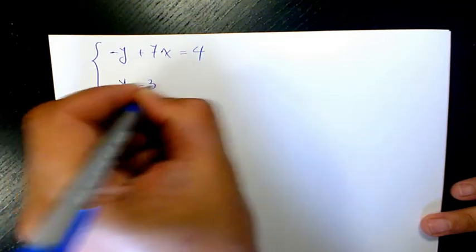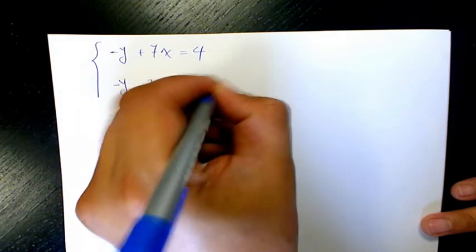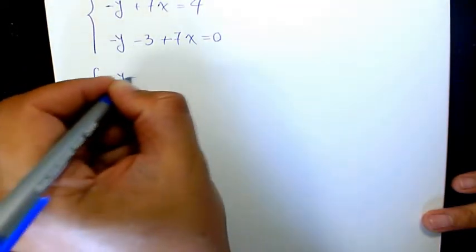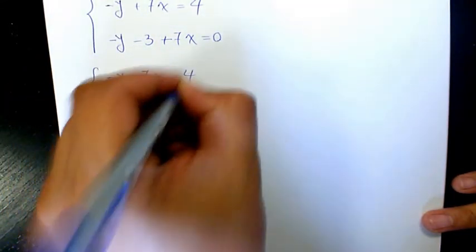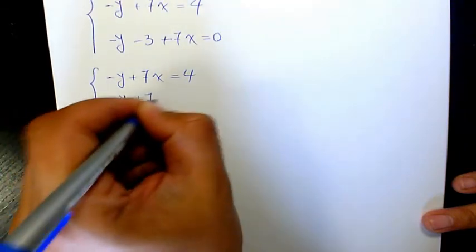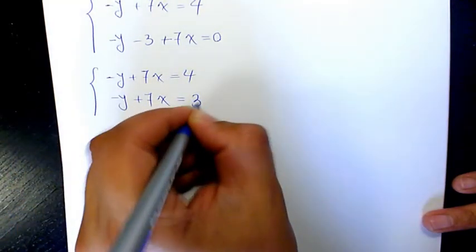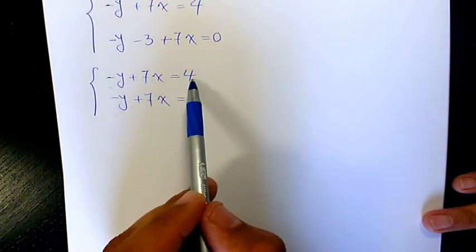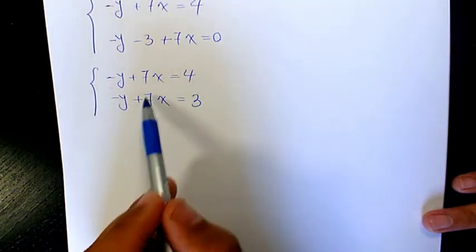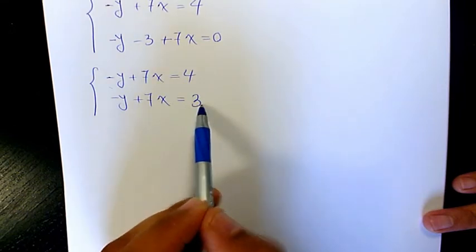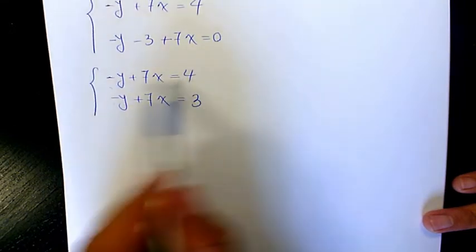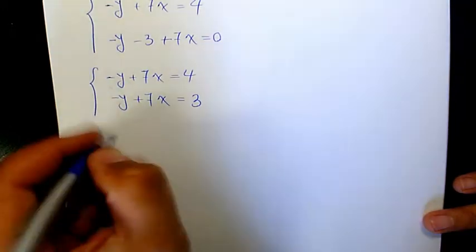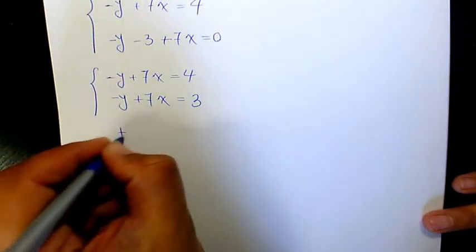Next example is -y plus 7x equals 4, and -y minus 3 plus 7x equals 0. So the first thing, I keep the variable on one side and write the constant on the other side. So the first one is -y plus 7x equals 4. -y plus 7x equals 3. So it means that these two have the same slope.